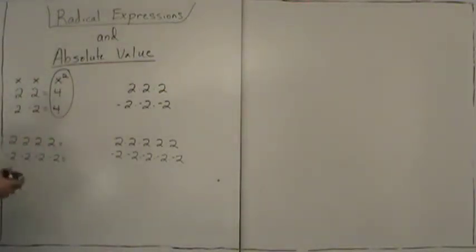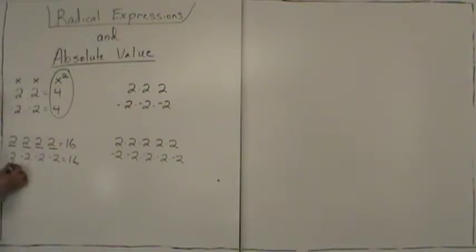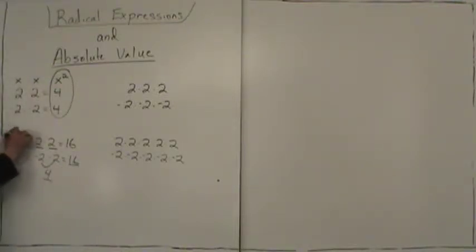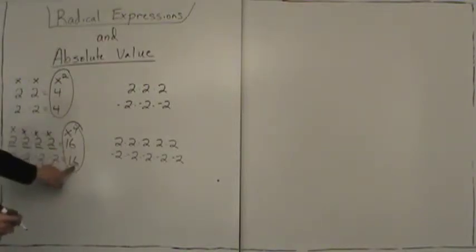X squared is positive. Now, here we have 2 times 2 times 2 times 2. 2 times 2 times 2 times 2 is positive 16. And negative 2 times negative 2 times negative 2 times negative 2 is also positive 16. Look, every two negatives multiply to give a positive number. 4 times 4 is positive 16. So here we're going to say x times x times x times x equals x to the 4th. So what do we notice about x to the 4th? X to the 4th is also positive.